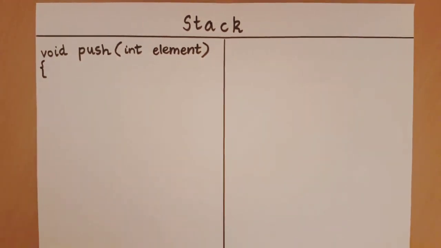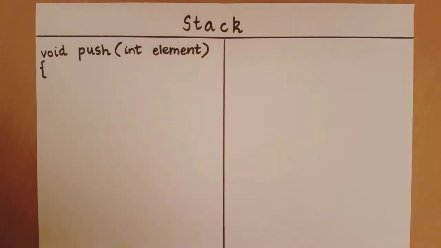Now, when we try to add an element to a stack, the first thing we must do is we need to check whether the stack is full. If the stack is full, there is no place for us to add this new element into the stack, and we cannot continue with our algorithm. So the first check we need to make is whether the stack is full or not.